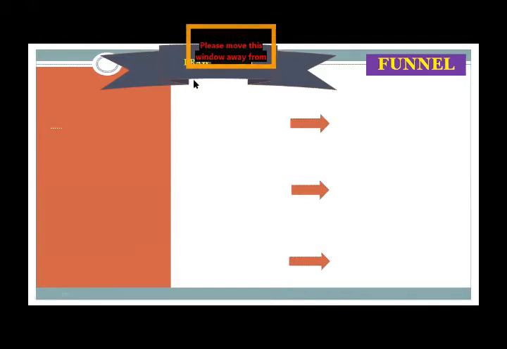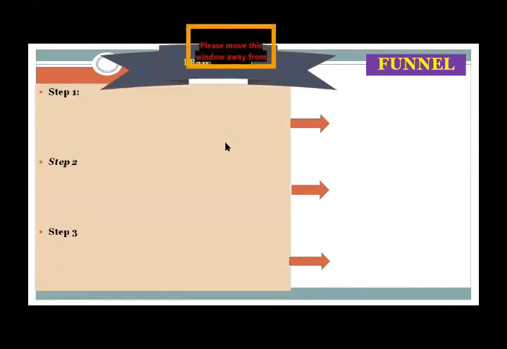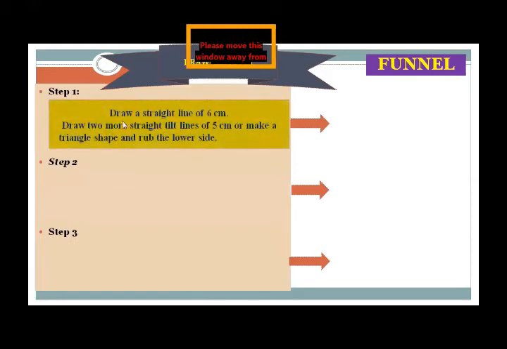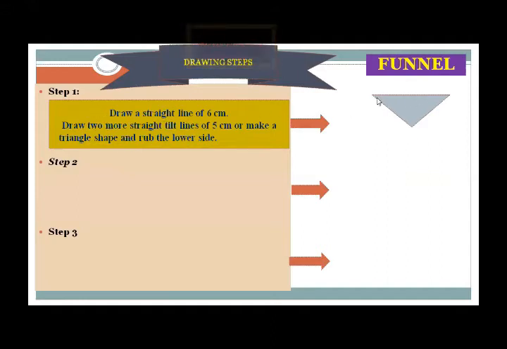Now we are drawing the steps of the funnel. How will you draw a funnel in your drawing copy? I am showing you the steps. Everybody listen carefully and draw it by this method. Step number one: draw a straight line of 6 centimeters. Look at this object. As you know, I am drawing a funnel here, so first of all, you will draw a straight line of 6 centimeters like this.